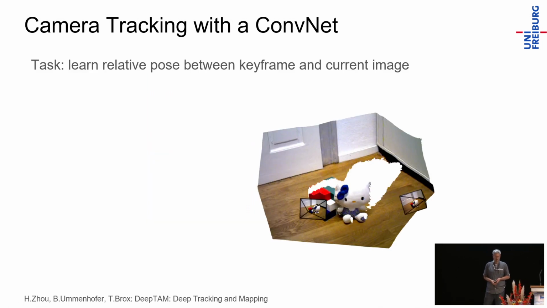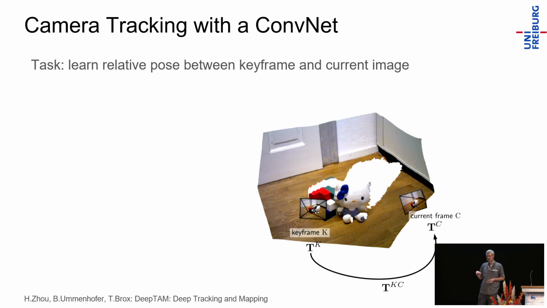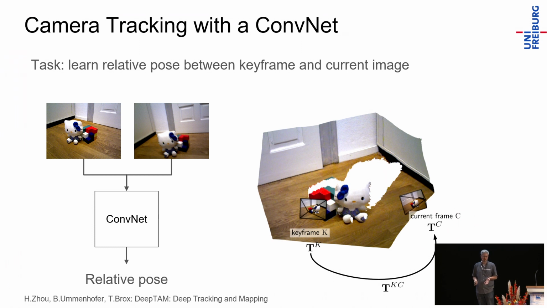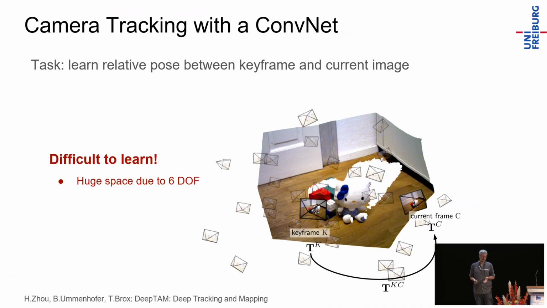Here we have now a keyframe, and we have the current camera frame. And what we want is to know how they are related to each other. What is the relative pose? The naive way of training a convolutional neural network to do this is we just take these two images as input and apply the relative pose ground truth as a training signal. The disadvantage of this is it doesn't work very well. So this problem is quite difficult.